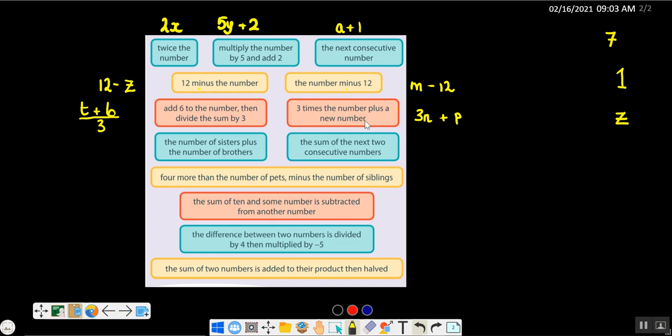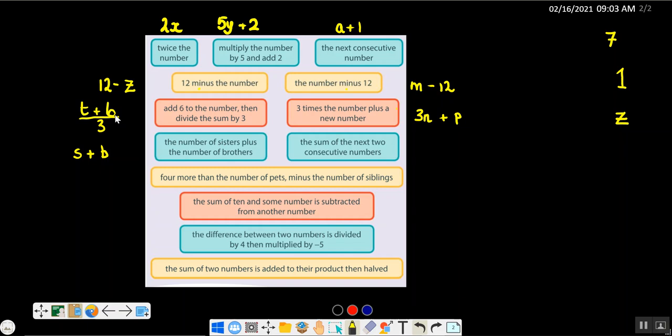Aaliyah? S plus 3. The number of sisters plus the number of brothers. S plus B. We already used B. Above it, that's a 6, see? This is what I was saying. People think my 6s are Bs. But I write my Bs with more of a straight line.